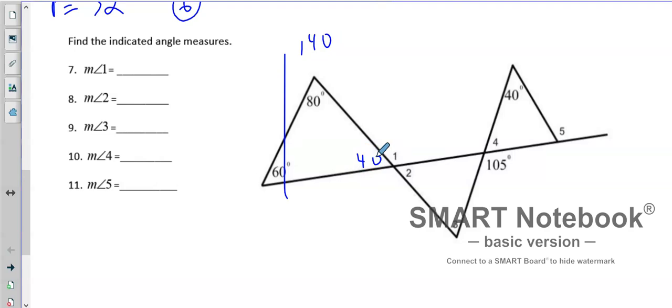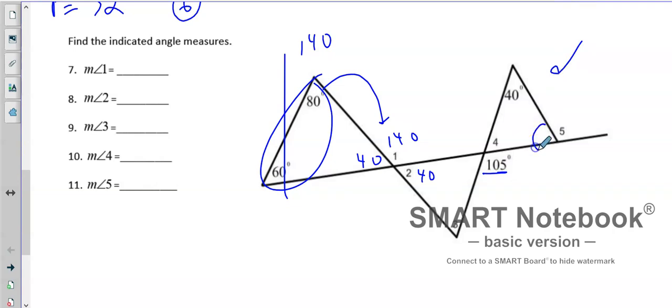Well, if that's 40, then that's 140 for two reasons. These two add up to the external angle, or 140 and 40 are supplementary. If 40 is there, that means 40 is here. Over here, this is the external angle for this triangle. So that means 40 plus this angle right here add up to 105. So that makes this 65.